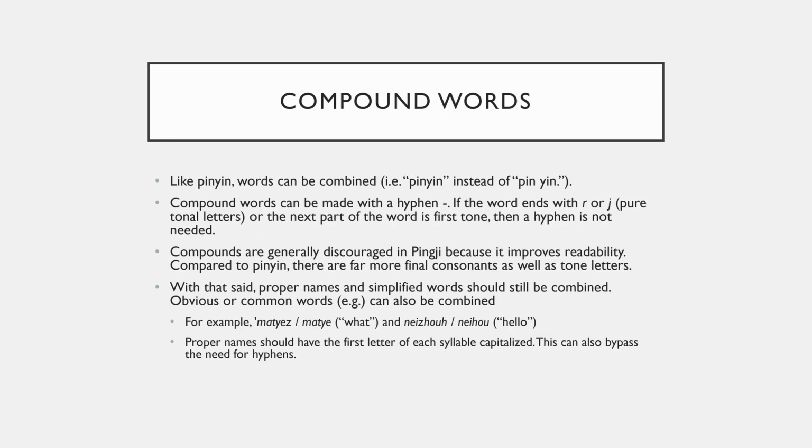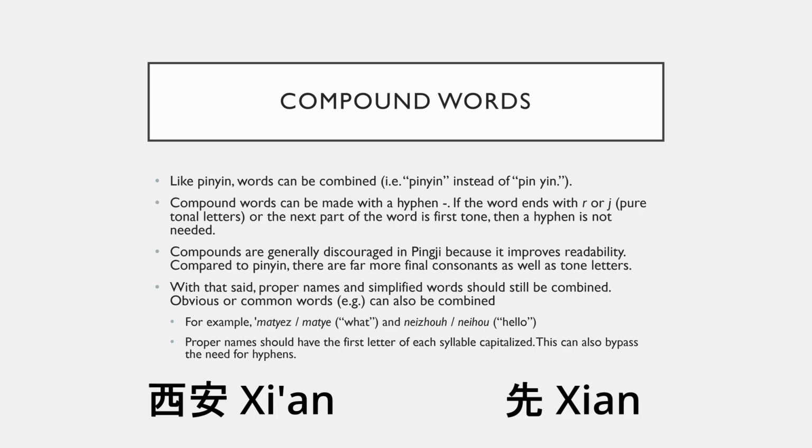Okay, next I want to touch on compound words. In pinyin, you often see words can be combined. So the word pinyin itself is written as 1 word instead of 2 separate words, pin and yin. Another thing that you can do in pinyin is an apostrophe mark. So for example, the city Xi'an, that's actually 2 characters. So you need an apostrophe to separate both of them. Otherwise, it could be read as a single word, xian. But in Pingji, we can't use the apostrophe. And also combining words is a little more complicated because of tone letters.